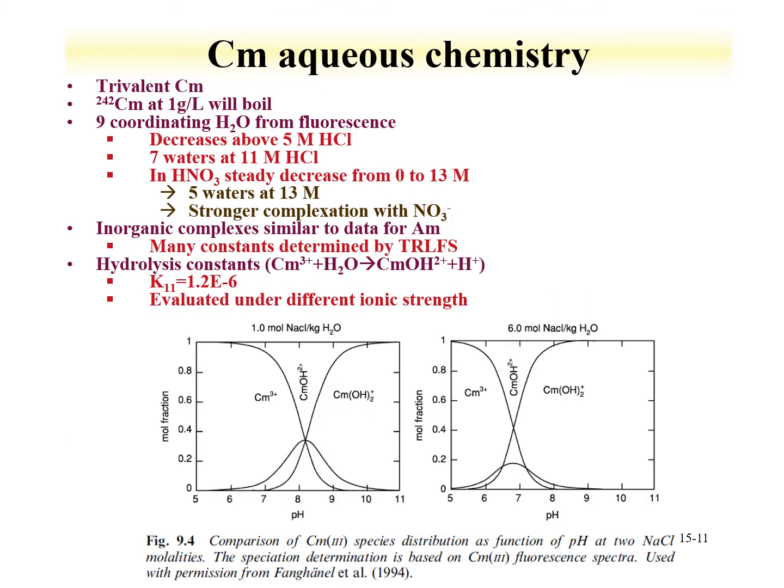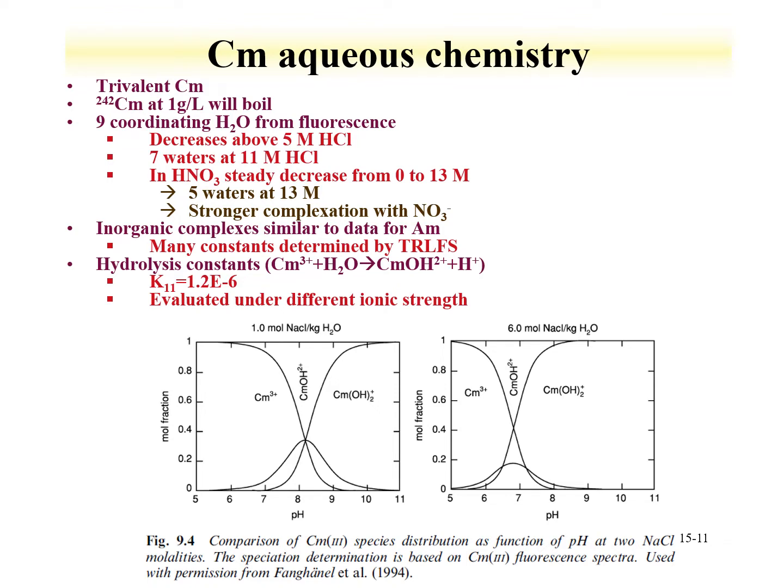The aqueous chemistry of americium is dominated by the trivalent state. It has 9 coordination with water, so a very high degree of coordination. And inorganic complexes of curium are very similar to the americium species, with many constants determined by time-resolved laser fluorescence spectroscopy. Curium, like uranium, can undergo fluorescence.